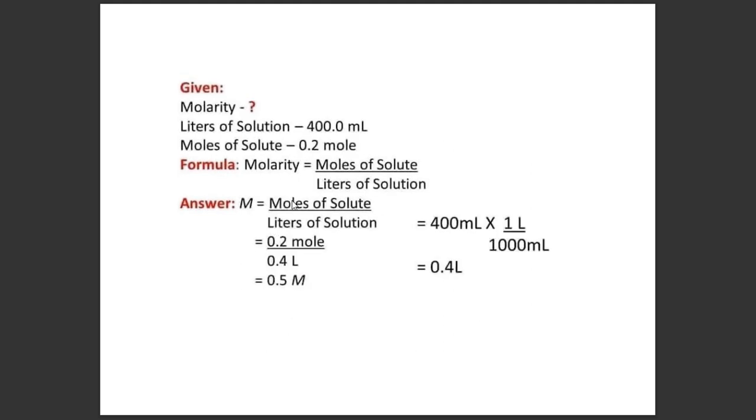Here we are given the volume in milliliters, so we have to convert it into liters. So 400 divided by 1000 gives you the volume in liters. This milli just means 10 to the power minus 3, so to convert milliliters to liters, just divide this value by 1000, and that gives 0.4 liters. So this is the resulting volume of the solution.